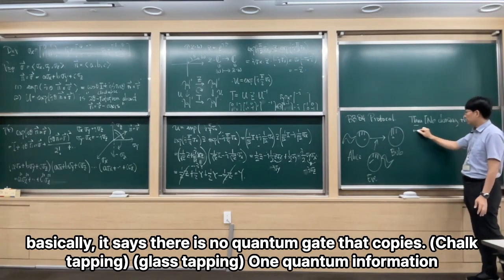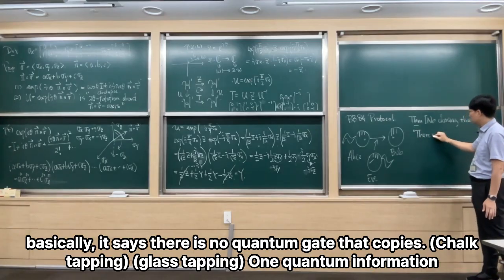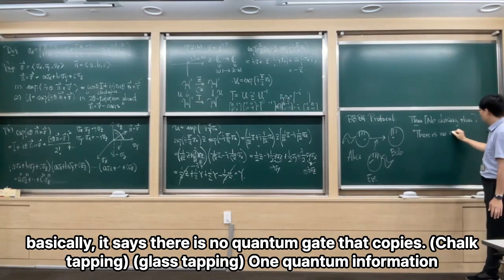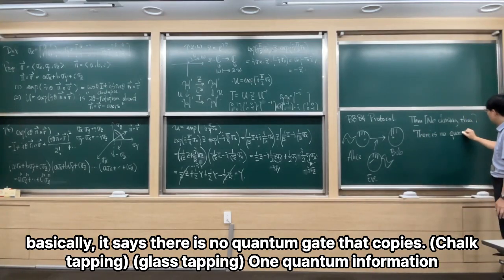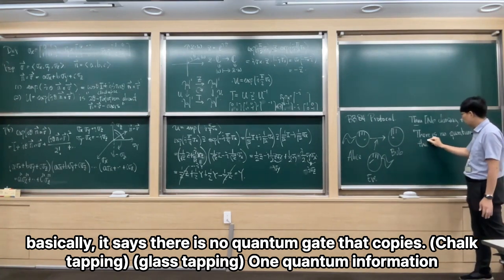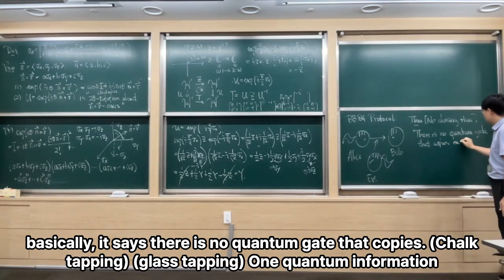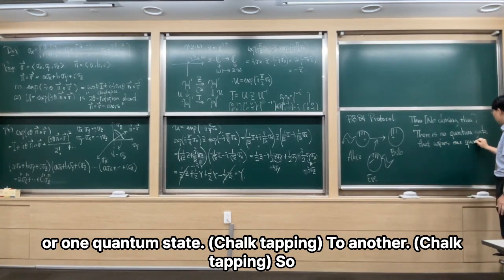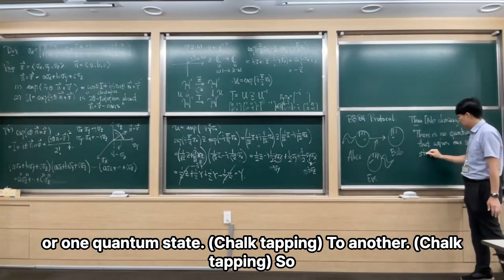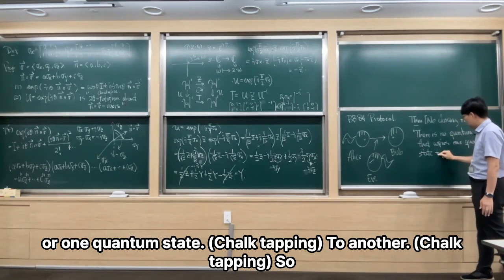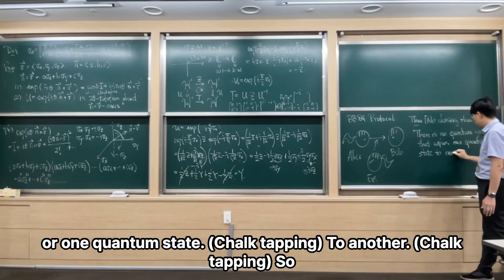So basically, it says there is no quantum gate that copies one quantum information or one quantum state to another.